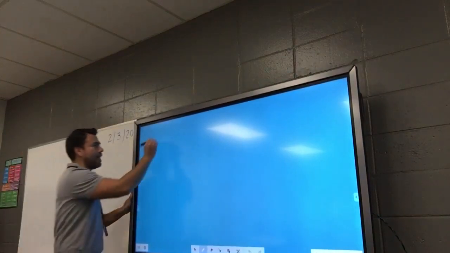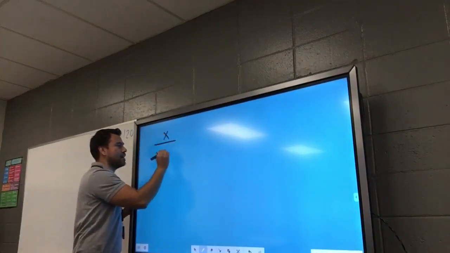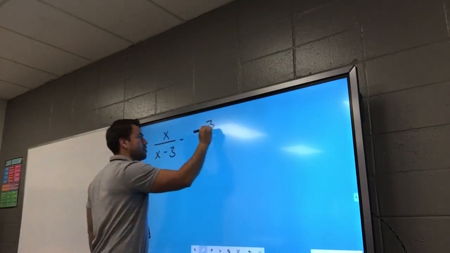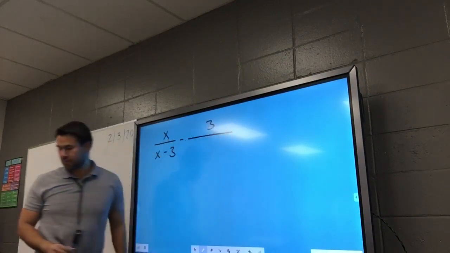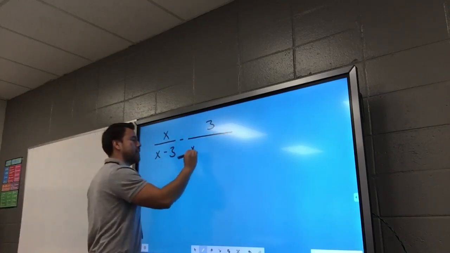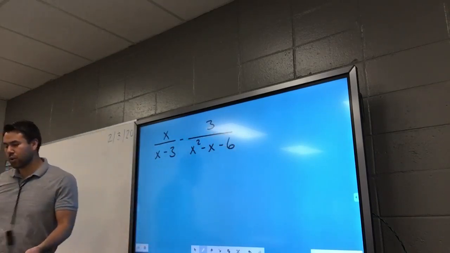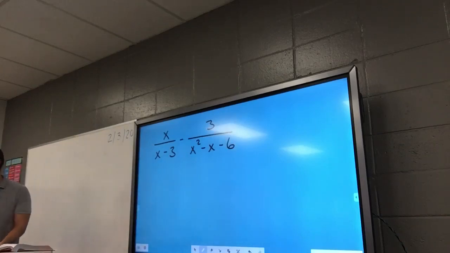All right, here we go. x over x minus 3 minus 3 over x squared minus x minus 6. All right, don't work together. This is on your own. I want this problem solved for excluded values and the simplified answer when you subtract these two fractions.